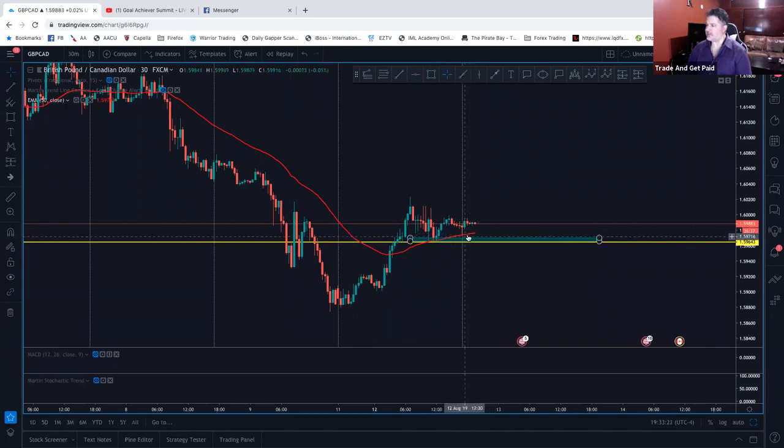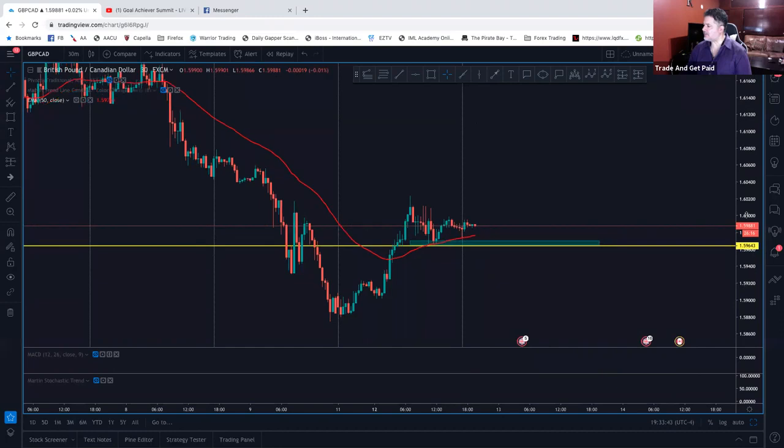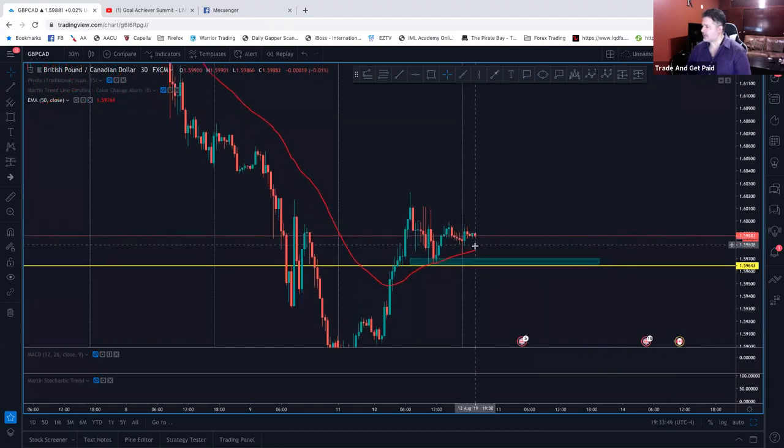That 50 plus the zone tells me this is a very strong buy signal. But again, I'm not going to assume it until it actually happens. It will show it to me, okay? And if I wanted to take a buy here, I would wait for this price to come down and touch that 50.